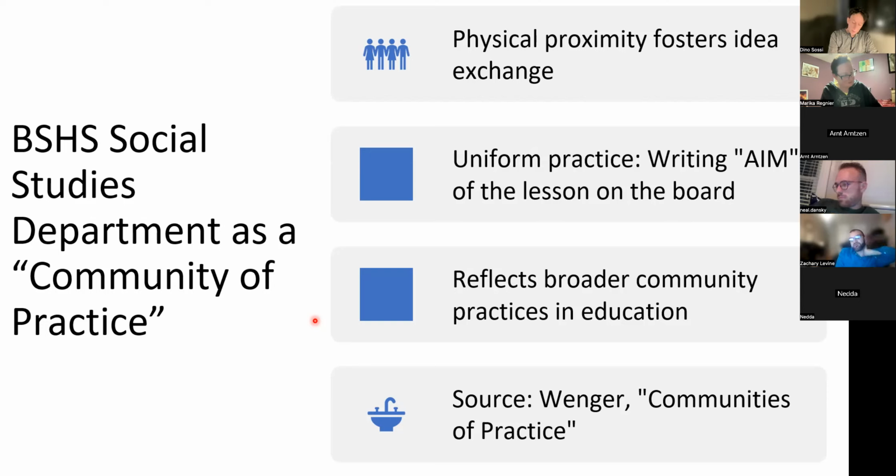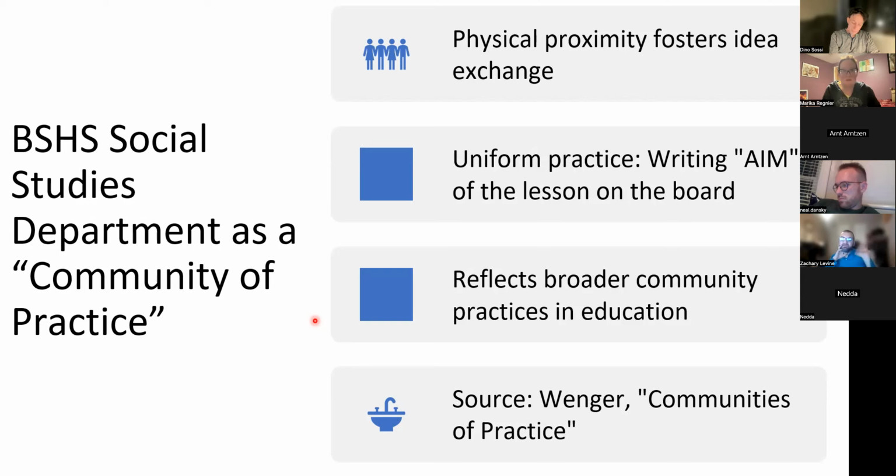My brother-in-law went to this school decades ago. He's a couple years younger than me, and he remembered, oh yeah, the third floor, when I mentioned I was observing there. And definitely, I see these uniform practices, right?